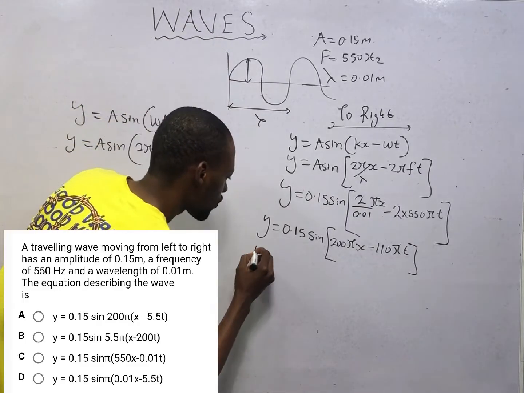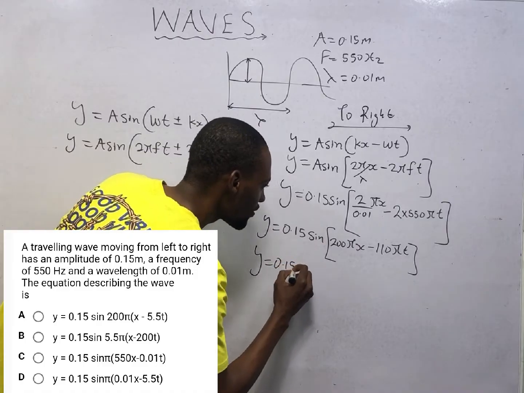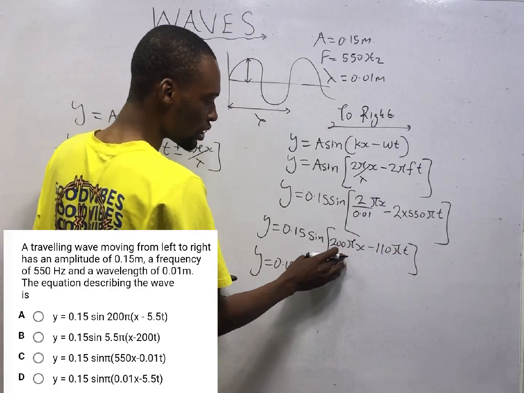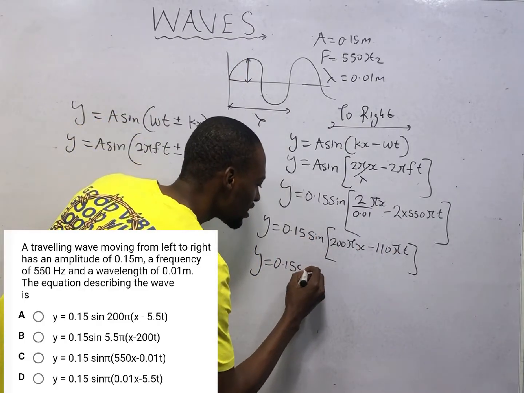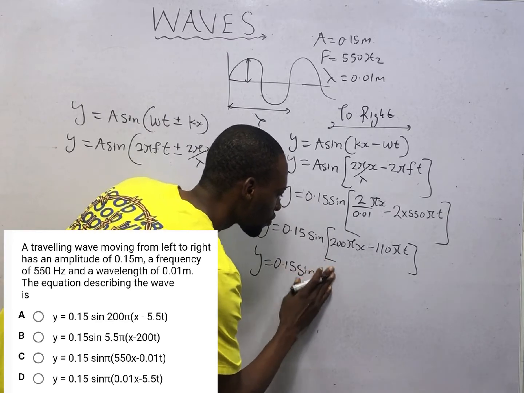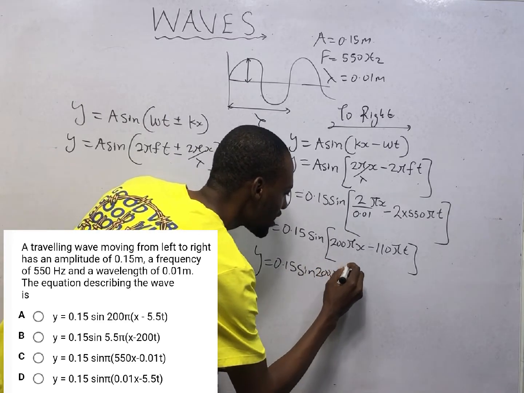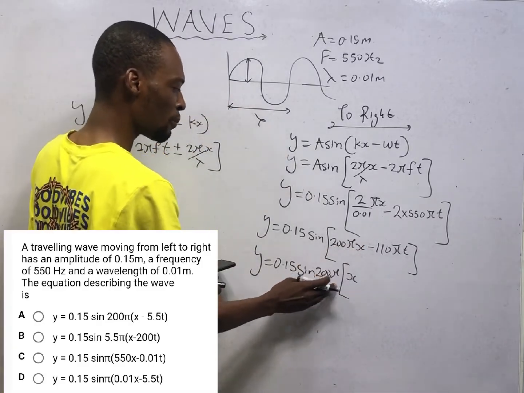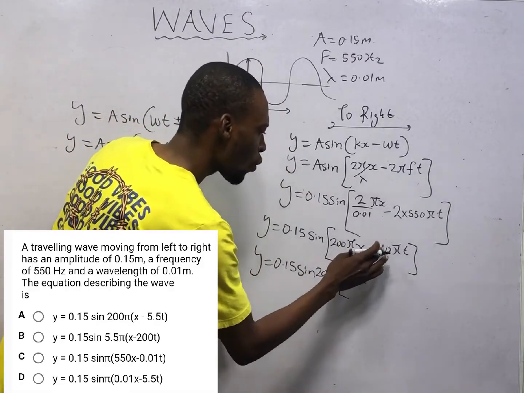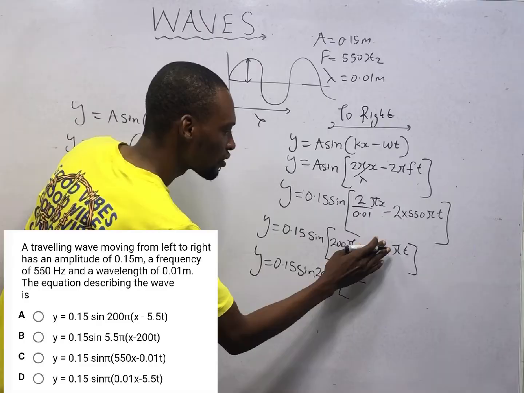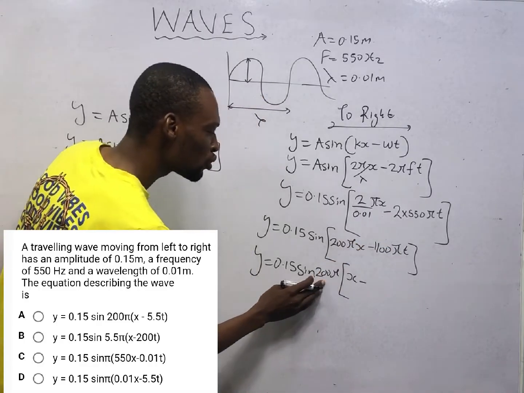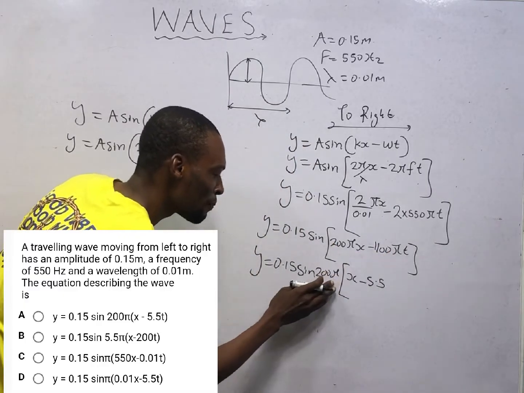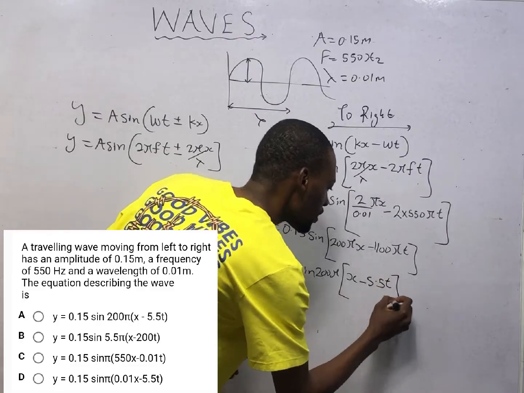So what next? y equals 0.15. We can actually factorize. We can bring out pi and 200. Yes, it's possible. So here is sine, and here is 200 pi, here remains just s, because 200 pi s divided by 200 pi leaves s, minus 1100 divided by 200 is 5.5. Then pi divided by pi cancels, so t will be left here.